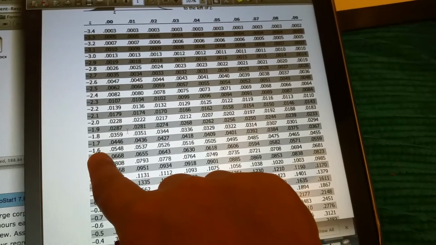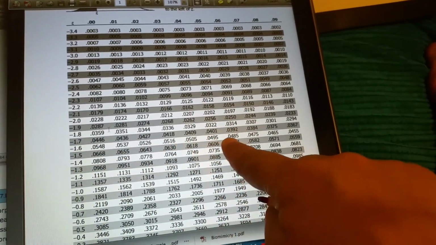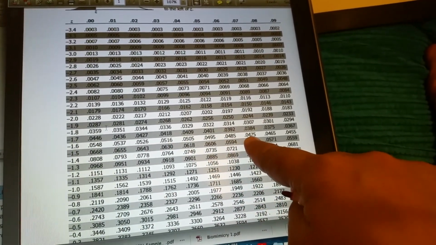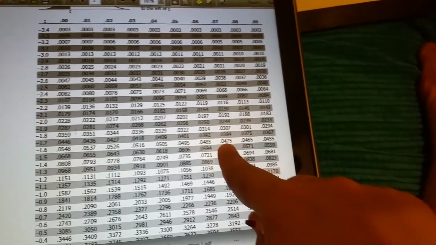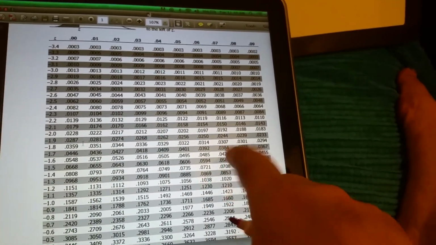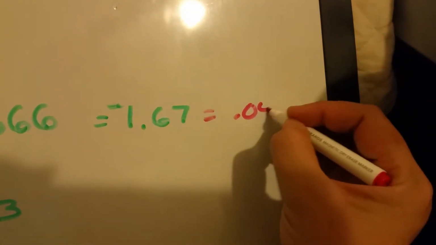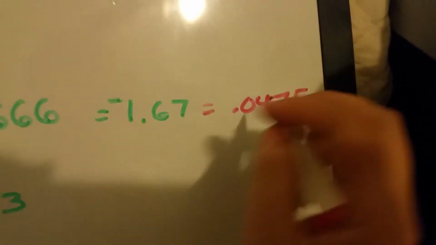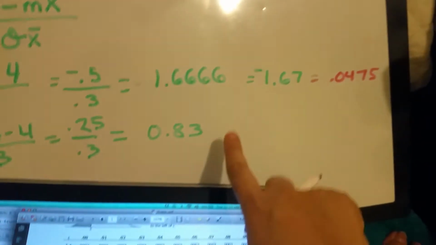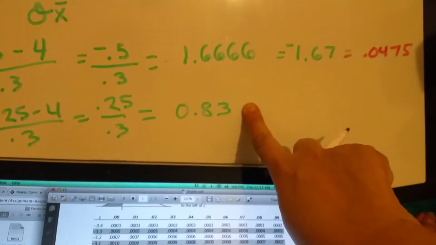Negative 1.6. We have to round it to 2 numbers because this z table only works with 2 numbers. So 0.0475. Okay, so we got 0.0475 for the z from the z table for that.